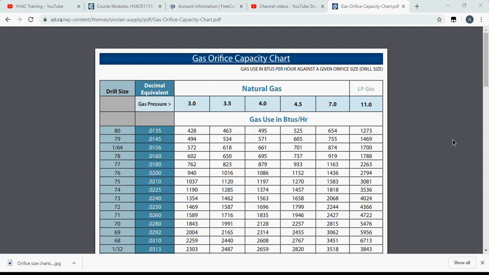On the left, you have your drill size or your orifice size, with corresponding numbers. Some gas sizing charts will give you a decimal equivalent of what the drill size is. This one does. Not every one of them will, but some of them do. Then you have across the top your gas pressures. So for natural gas, we have 3.0 all the way up to 7.0. Now, mind you, there are different gas furnaces out there that use different gas pressures. Residential, we're using 3.5 inches of water column. And then over on the very right-hand side, you have your LP gas set for 11 inches of water column.